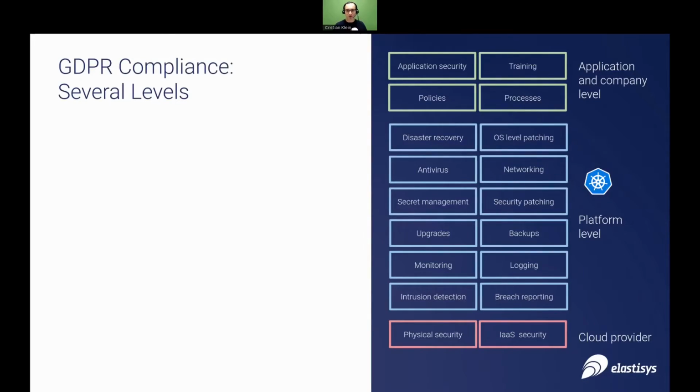Then, of course, you have the platform level. And here you have various controls that you need to deal with, such as monitoring, intrusion detection, logging, keeping your operating system patched, and so on. And then on the highest level, you have the application and company level. It is pretty easy to think that this is where most of your efforts should be going, right? Because it's the application, for example, that in the end takes all the personal identifiable information. And of course, it's your staff that should be informed not to download all your personal information and leave on a USB stick from the premises.